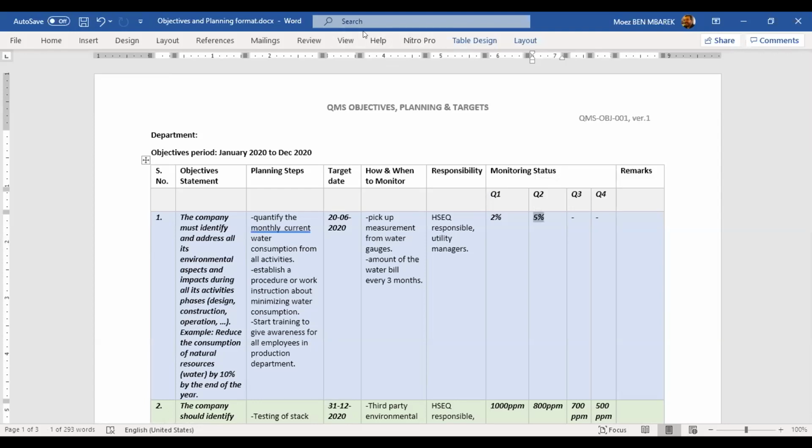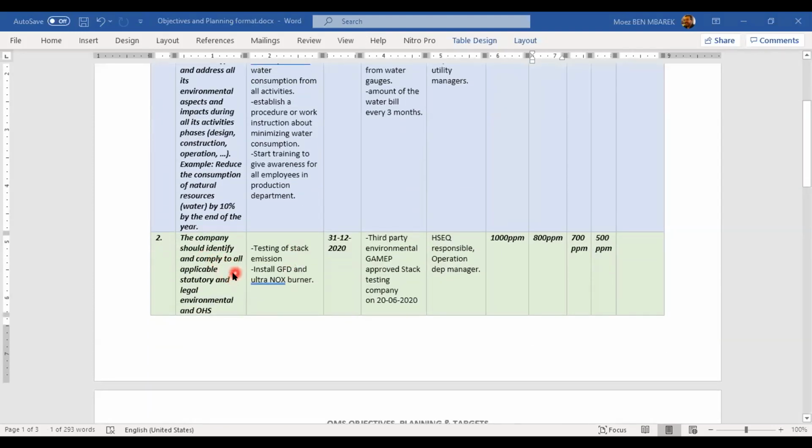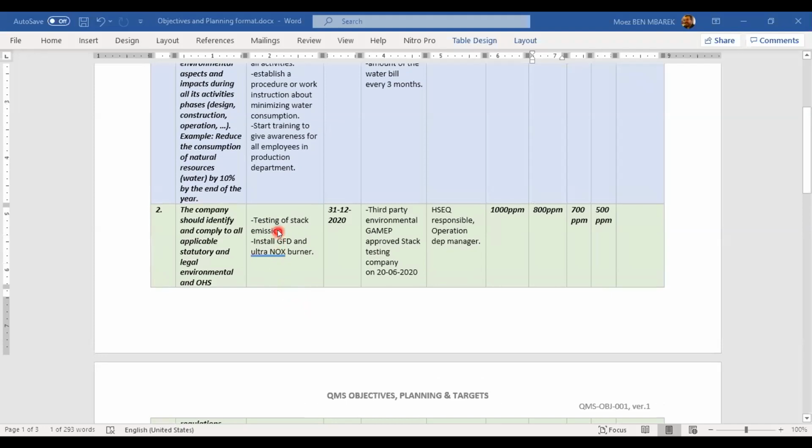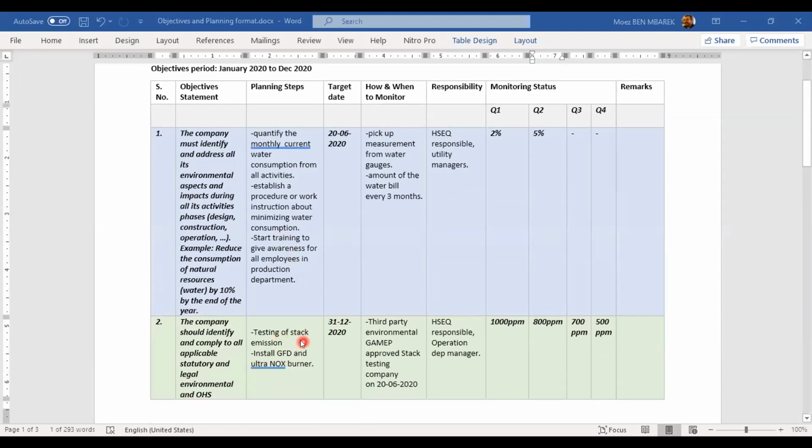For the second objective: the company should identify and comply with all applicable statutory and legal environmental and occupational health and safety regulations. As an objective, reduce the emission of NOx to meet GAMAP limits of 500 ppm by the end of the year. So we will use, for example, testing of stack emissions, and we can install GFD and ultra NOx burners to reduce this emission. The target date is by the end of this year. We will use, for example, a third-party environment company that is GAMAP approved to test the stack. This will be done by 26/2020.